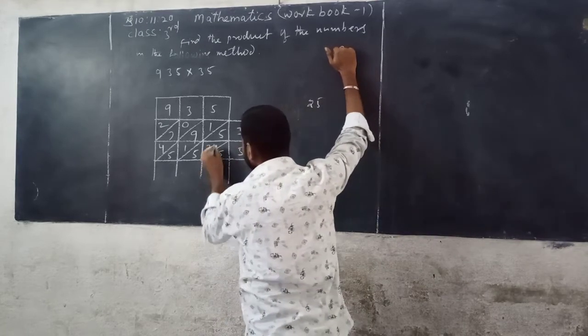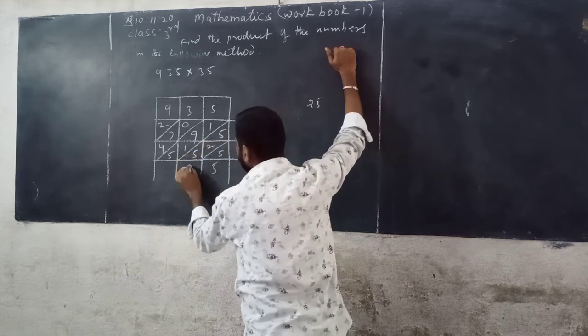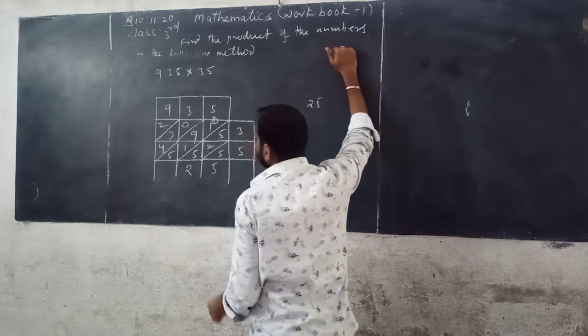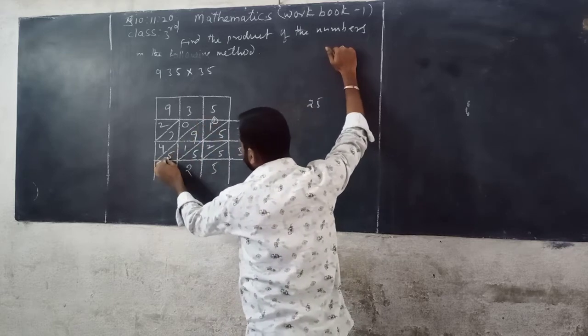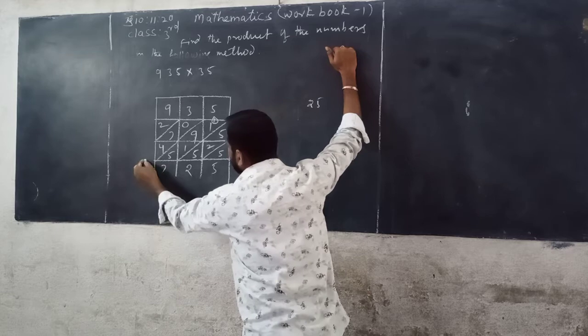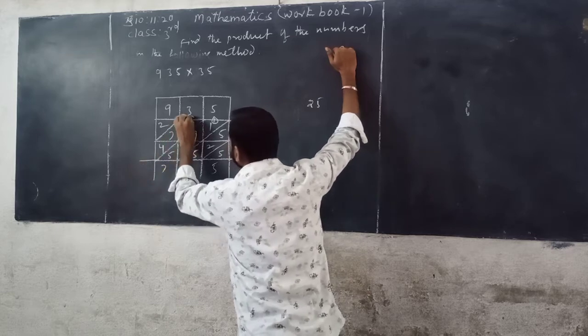Okay. See next, add the digits along the diagonals. Here 5. 5 plus 2 is 7. 7 plus 5 is 12. 2 taking, 1 carrying here. Now next 1 plus 1 is 2. 2 plus 9 is 11. 11 plus 1 is 12. 12 plus 5 is 17. 7 taking, 1 carrying here.